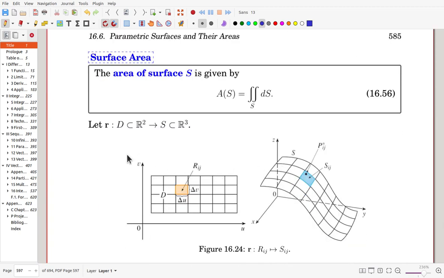Okay, now surface area is given in this way. Just along the surface element, just integrate this 1, and along the surface, if we get integration, then that is the area of surface S.